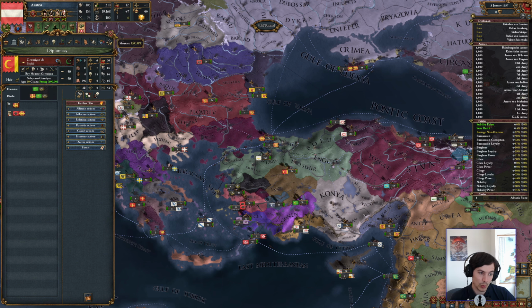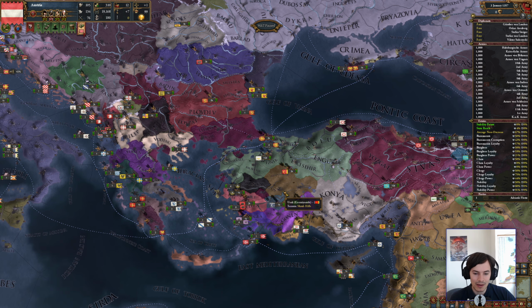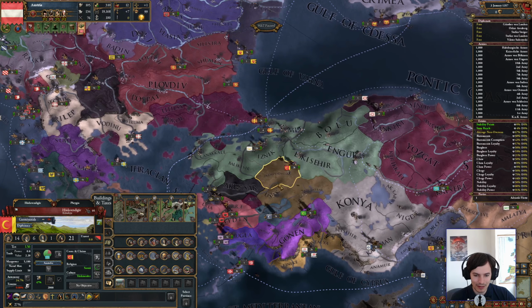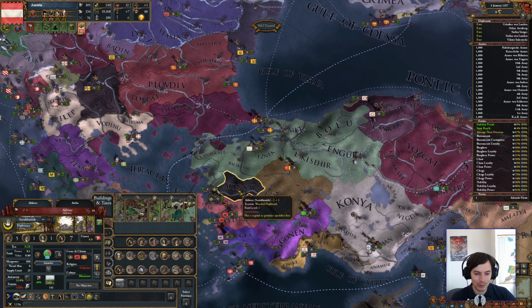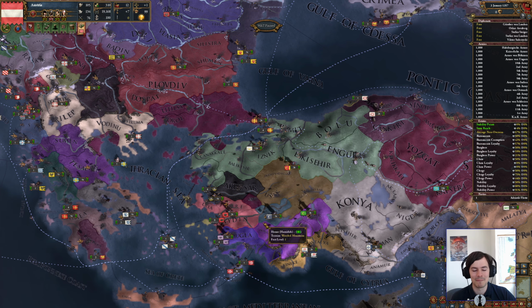Germanianids. Probably saying that wrong. I apologize. Now, why is that? Is it because I just don't like their color on the map? Okay, partly. But I also don't want it to be these guys. They have a cool color on the map.